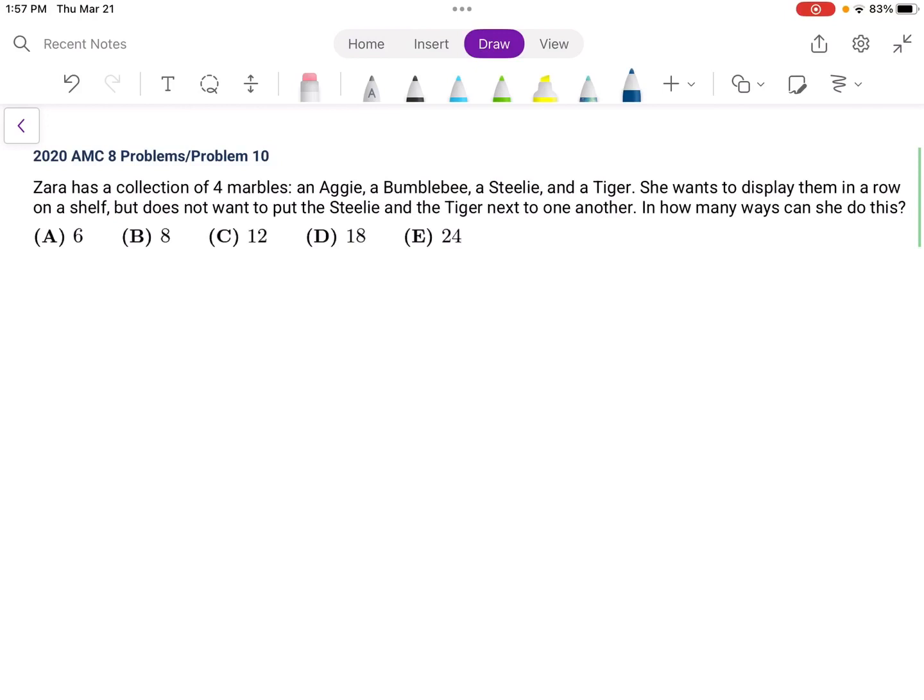Let's first assume, because Steely and Tiger are not next to each other, they take the first and the last place. That's the first and then the fourth place for Steely or Tiger. So either of them can be first or last. So that's 2 choices. And for each of the choices, the middle 2 can be either Edge or Bumblebee. So it can be either AB or BA in the middle. That's 2 choices, and that's 4 total choices.